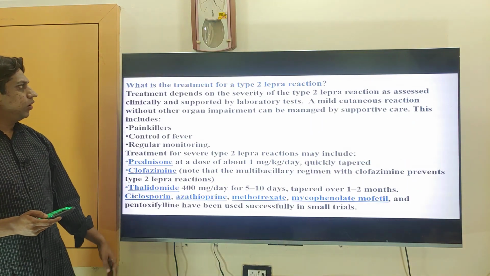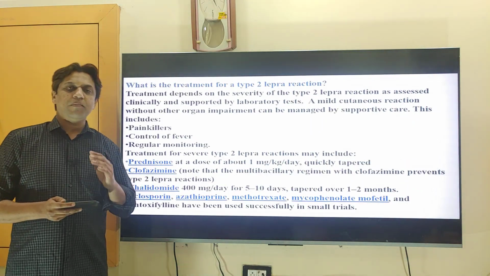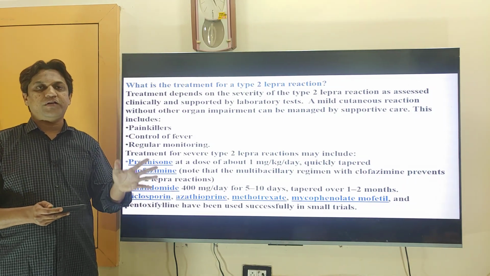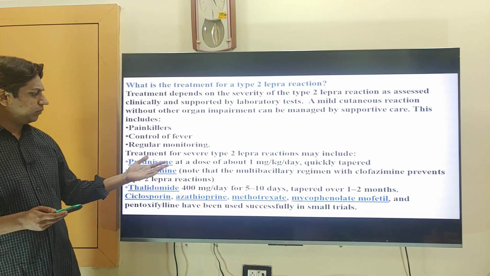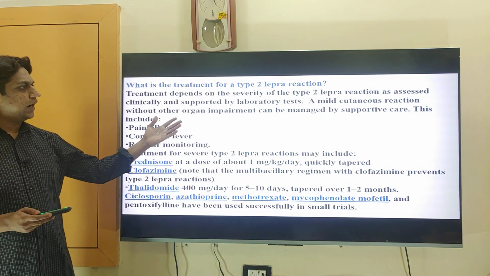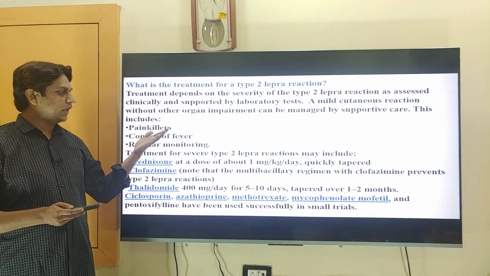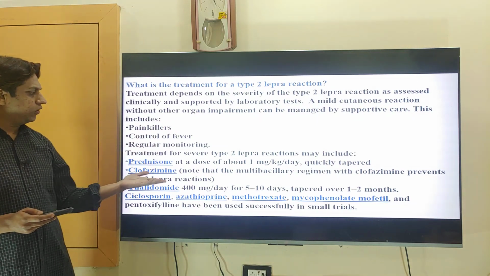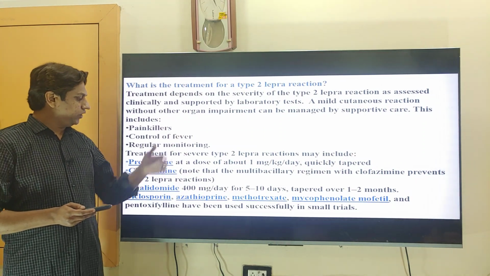Okay, so what is the treatment for this? Remember, in both type 1 and type 2, the drug of choice is the steroid, that is oral prednisolone most commonly, in a dose of 0.5 to 1 milligram per kg per day, and supportive treatment which includes NSAIDs or painkillers, control of the fever, and regular monitoring. That's the key for the treatment.